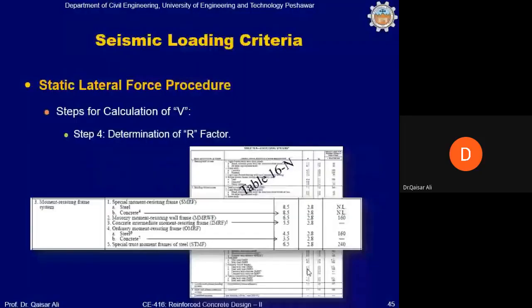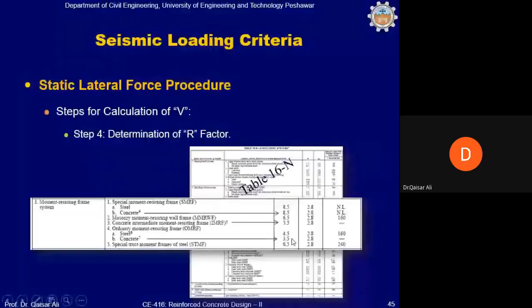The R factor ranges from 3.5 to 8.5. You can see that in some concrete systems this R factor is 3, but with a good connection system, or a reinforced concrete frame system, or a steel system, the R factor is 8.5. So when the R factor is high, because it is in the denominator, the result will be a small value of base shear, and a small value of base shear means less stresses in the structure, and less stresses means an economical structure.